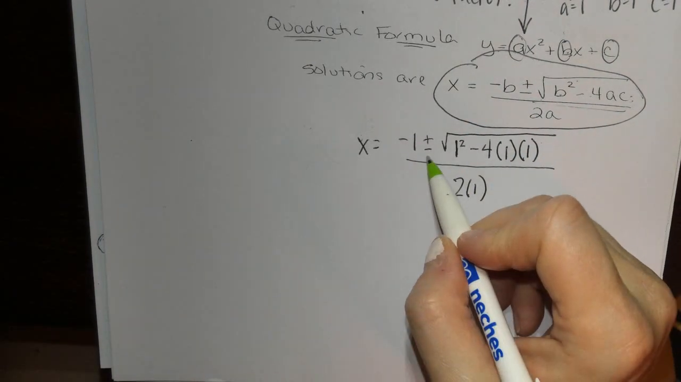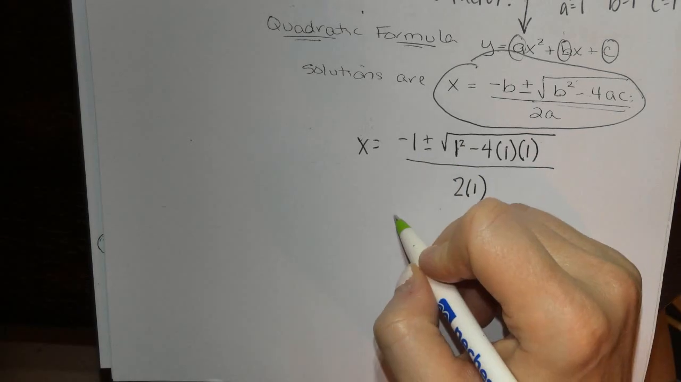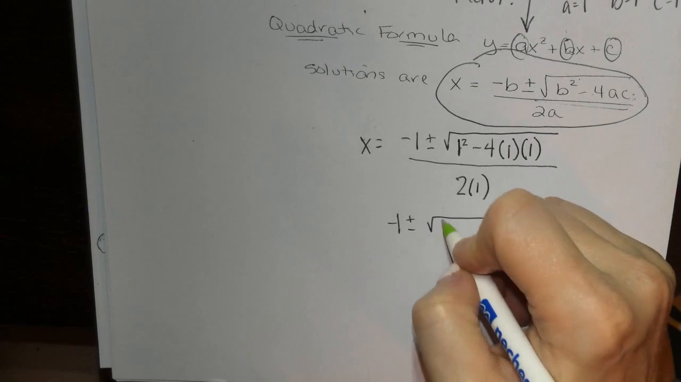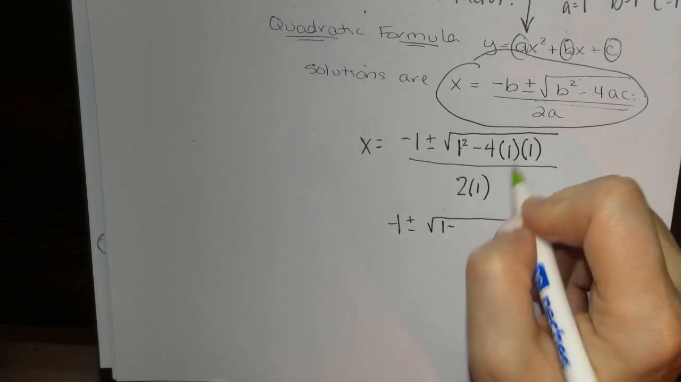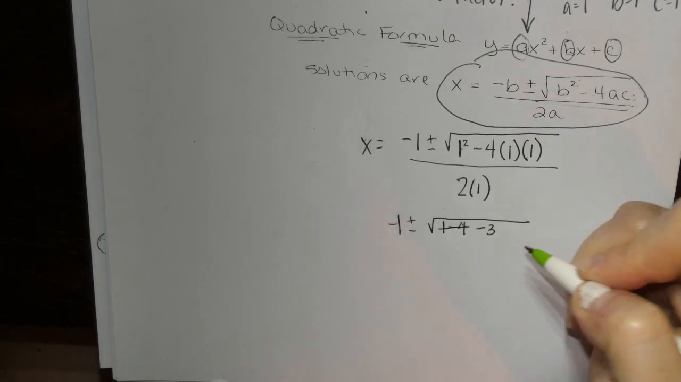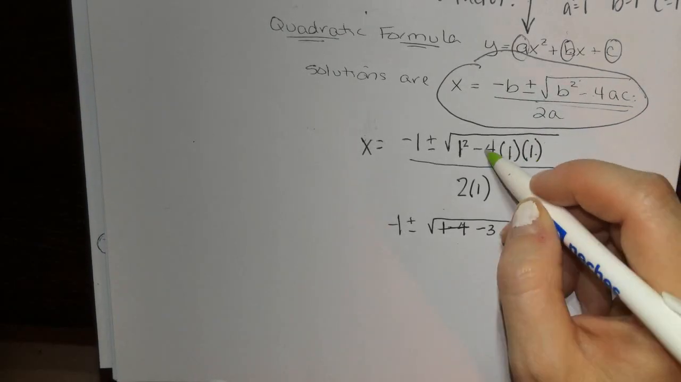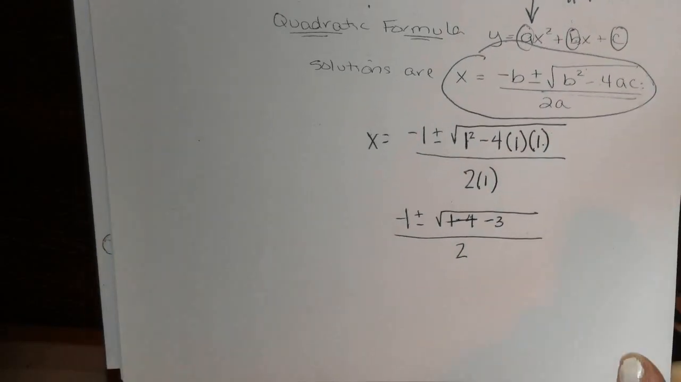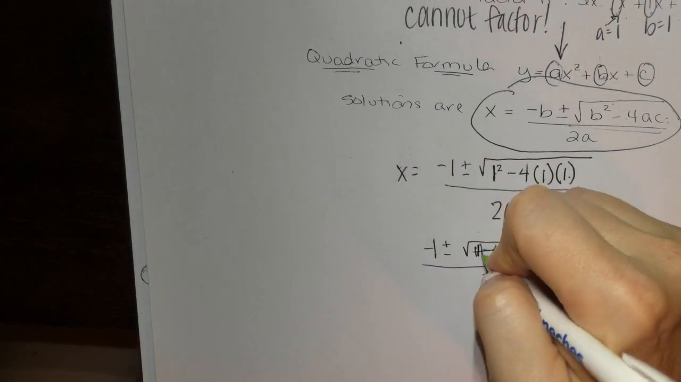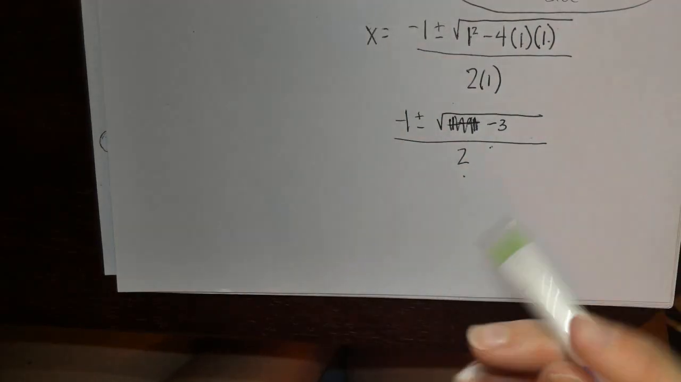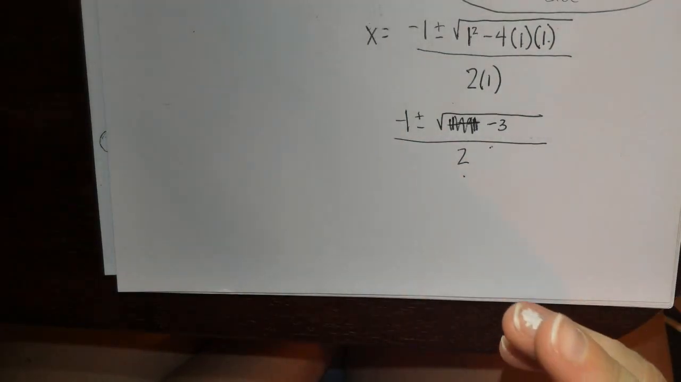So we could say that's 1 squared. So negative 1 plus or minus the square root of 1 minus 4, which equals negative 3, because 4 times 1 times 1 is just 4. And then all of that over 2. We're just simplifying that. So, the square root of negative 3 all over 2. This is where you probably need a calculator.